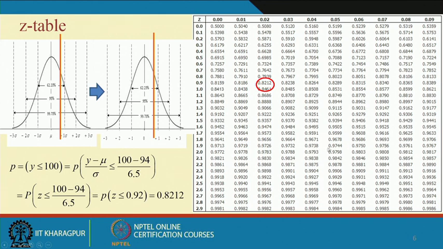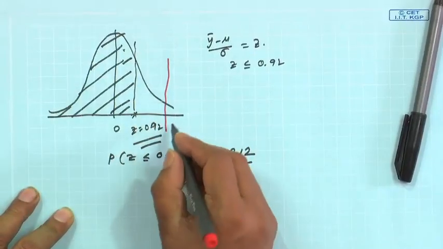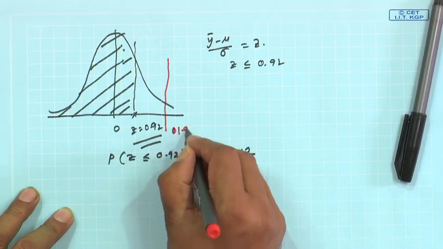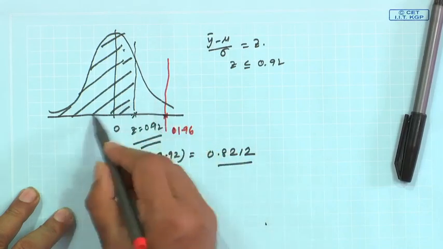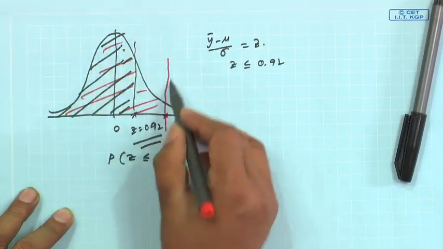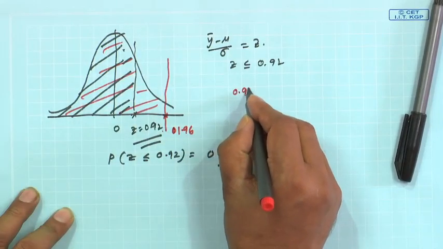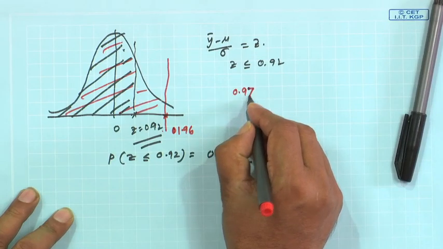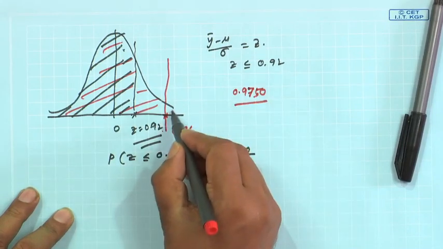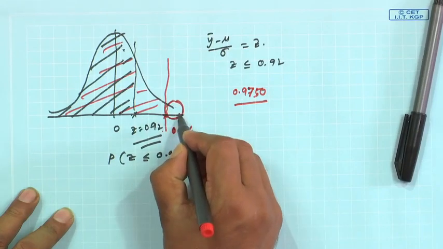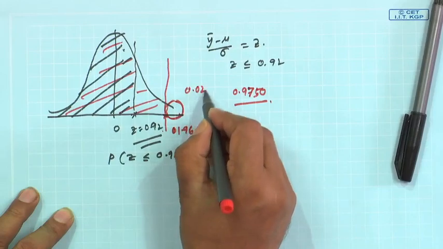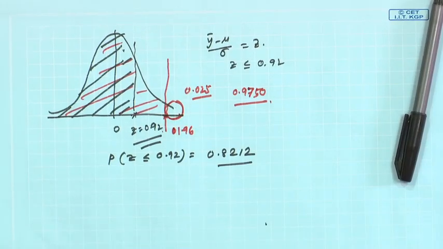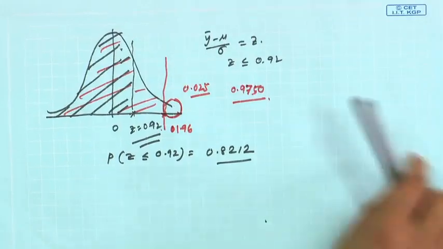Okay. So suppose your z value is 1.96. Then you see, this is 1.9 and you move to the right up to 0.06, this is 0.9750. So it indicates that the area under the curve to the left of this point, 1.96, is 0.9750. That means the area under the curve to the right is 1 minus this, which is 0.025. So this is the way you have to read the table.